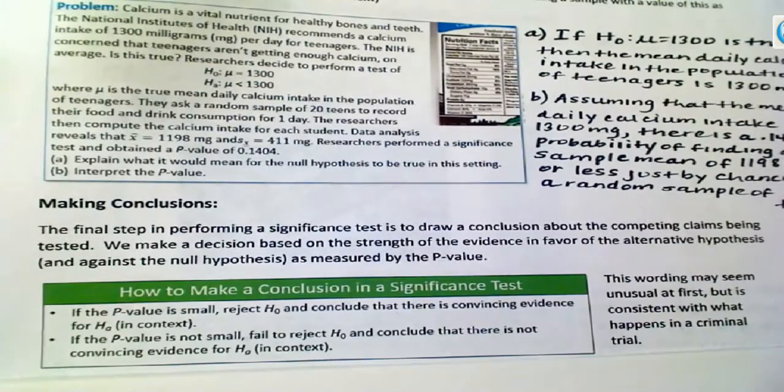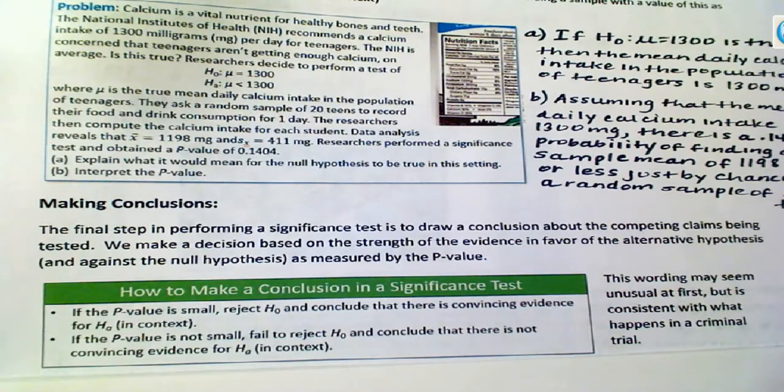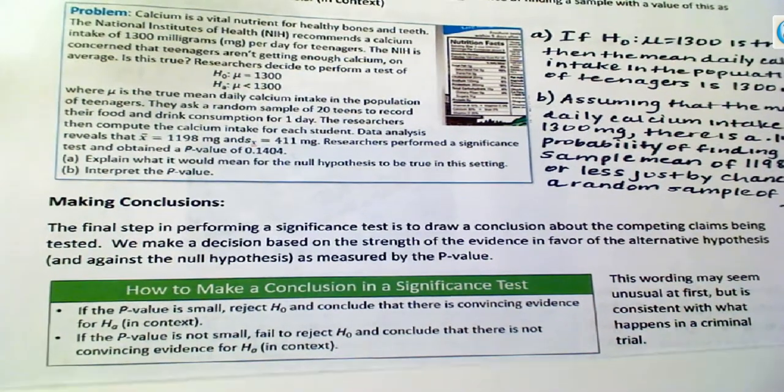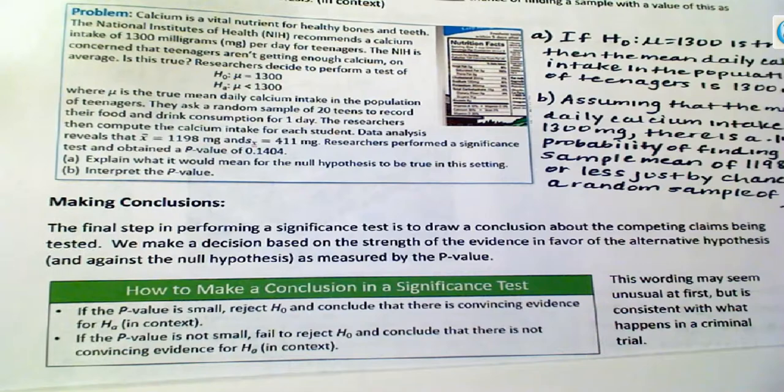If the p-value is not small, you fail to reject the H0 and conclude that there is not convincing evidence for the Ha. This wording may seem unusual at first, but it's consistent with what happens in a criminal trial. We're going to see how to word this.